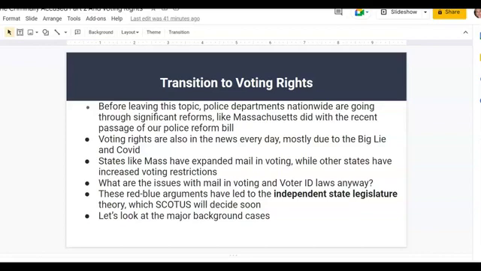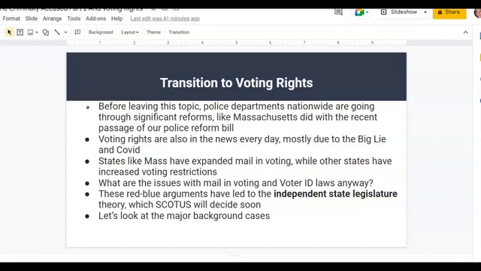And COVID was a big factor in all of that because it was due to COVID that the mail-in ballots came about. So, in response, it's become a very red and blue issue, meaning a very Democrat versus Republican issue about what restrictions we should have around voting. So states like Massachusetts have expanded mail-in voting rights, absentee ballot rights, and other states have increased voting restrictions.